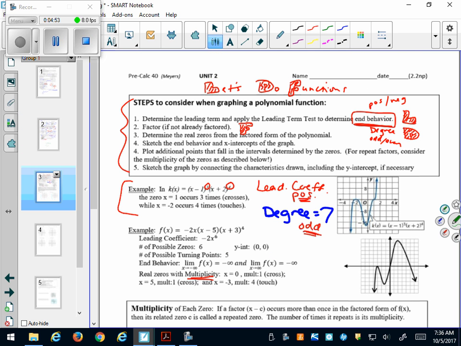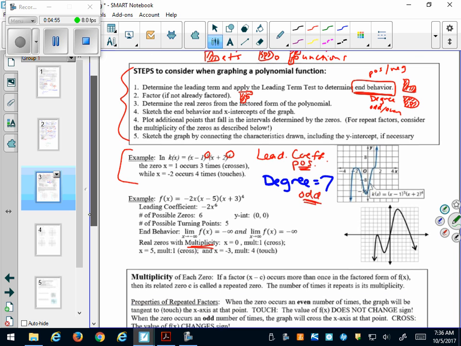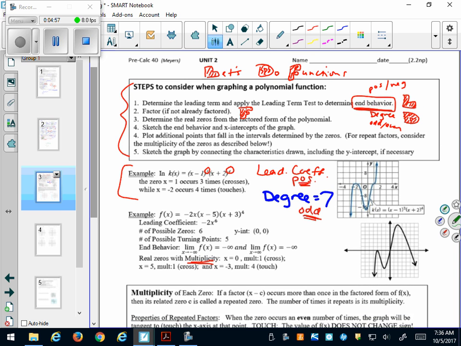Okay, and then we talked about, let's do functions, right? Think about L for leading coefficient, D for the degree, and then F, you're looking at the factors. Those are really the three things that are going to help you graph these things and write the equations, etc.